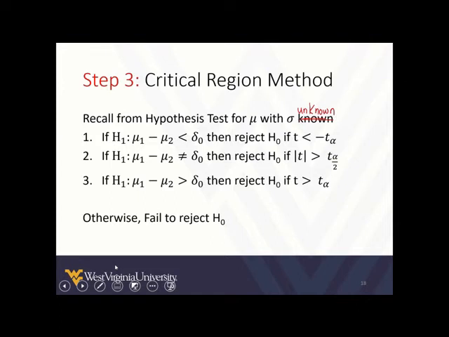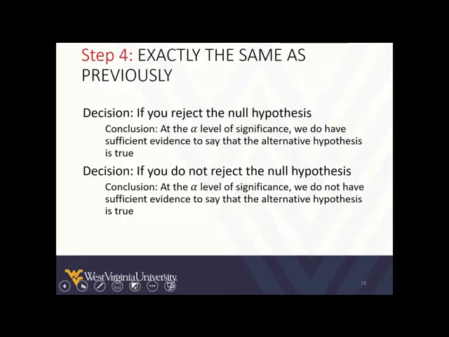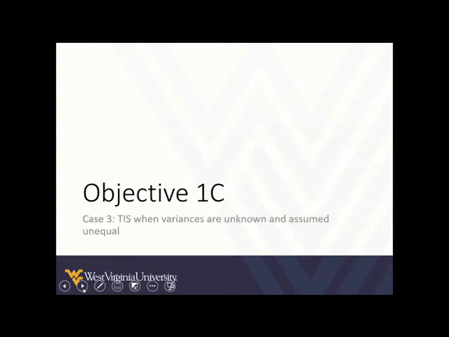As we've established in previous lectures, we can't get an exact p-value when working with the t distributions, so I've only given us the critical region method in these cases. Step four is exactly the same as previously mentioned. Remember, if we reject the null hypothesis, we do have sufficient evidence, and if we fail to reject the null hypothesis, we do not have sufficient evidence.